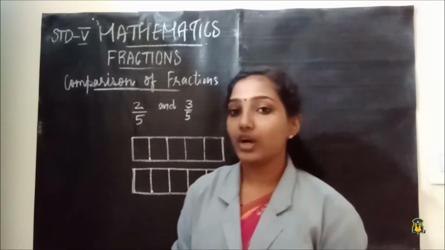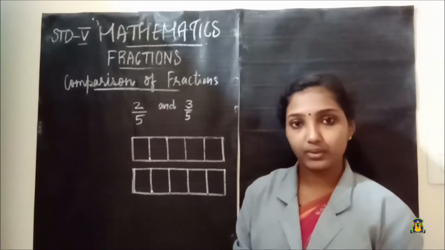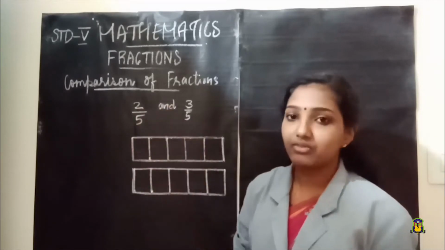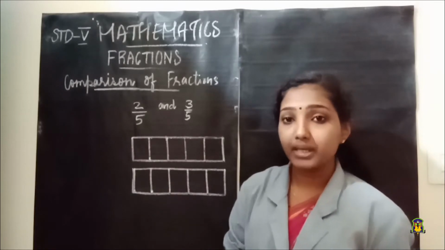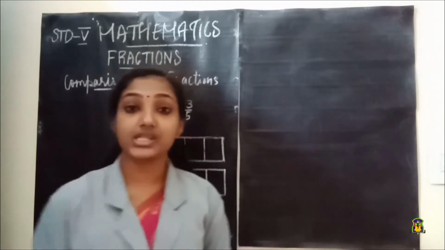Okay, we are going to compare which fraction is greater and which is smaller. Here we are given two fractions, 2 by 5 and 3 by 5. We have to compare and say which fraction is the greater one and which is the smallest one.